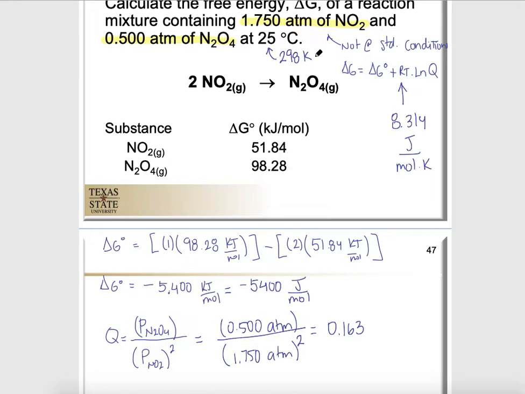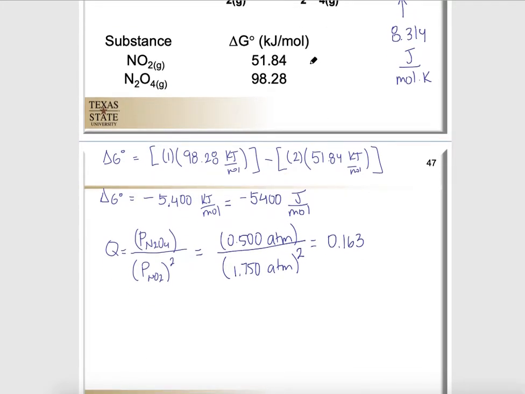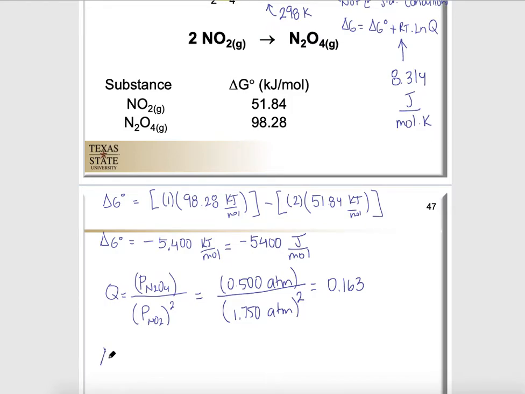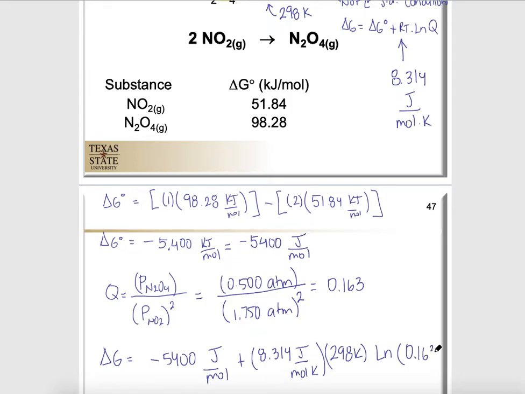Okay, now I'm ready to substitute. So my equation says that my delta G is going to be equal to my delta G0, which is negative 5,400 joules per mole, plus my value of R, which is 8.314 joules per mole Kelvin, times the temperature, which is 298 Kelvin, times the natural log of Q, where Q is 0.163.